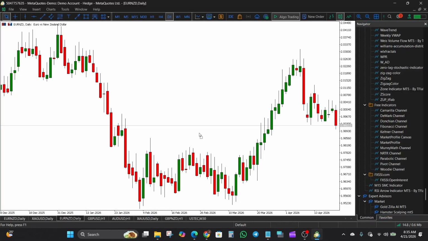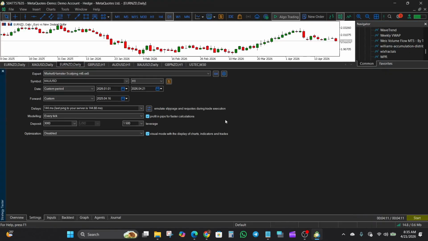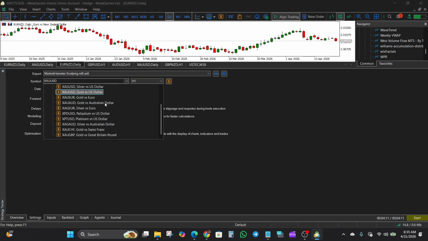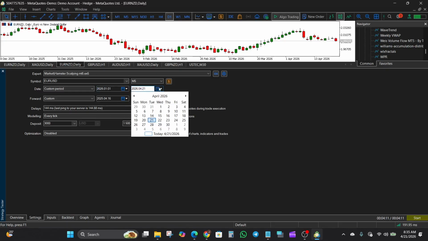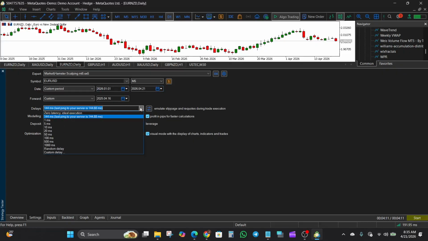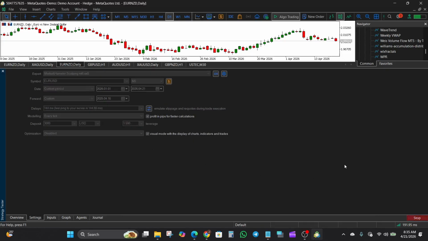So now the Hamster Scalping EA for MT5, the symbol we are going to be running it on is Euro USD, right? Since that is the recommendation, we were told that it's recommended to use this EA on EU and M5 time frame, right? So we are just going to work with that. So back testing from the beginning of this year till date. And then for our delays, for accuracy, I prefer to use the last ping to my server. All right, so we're going to be starting now.